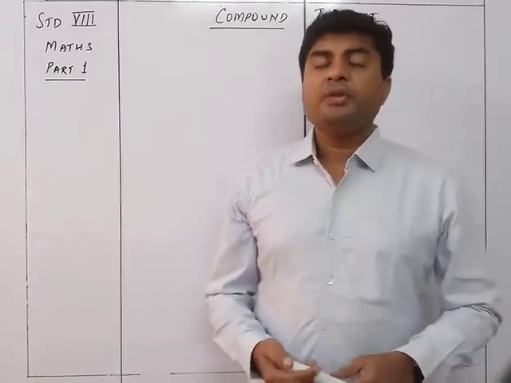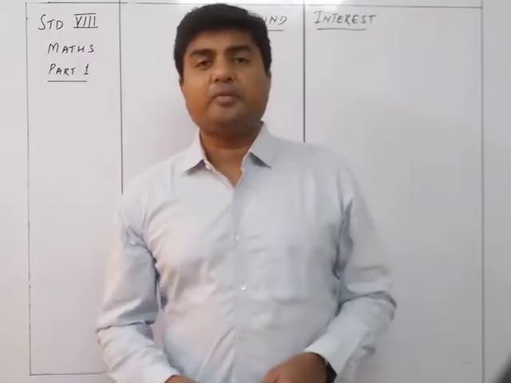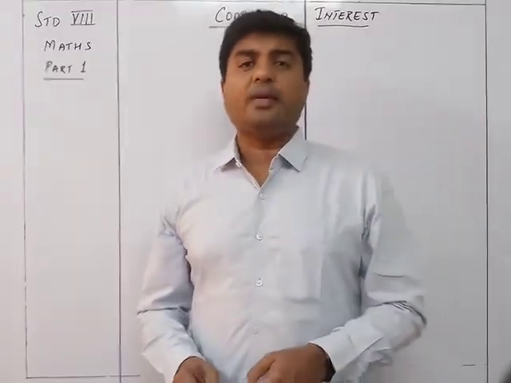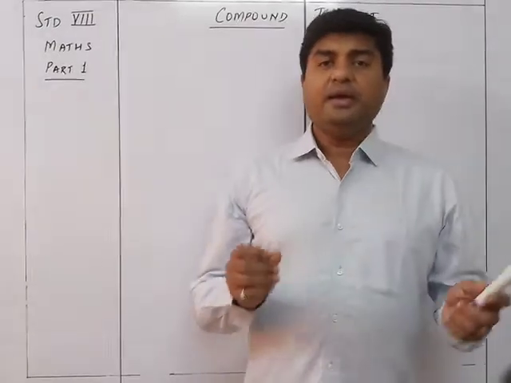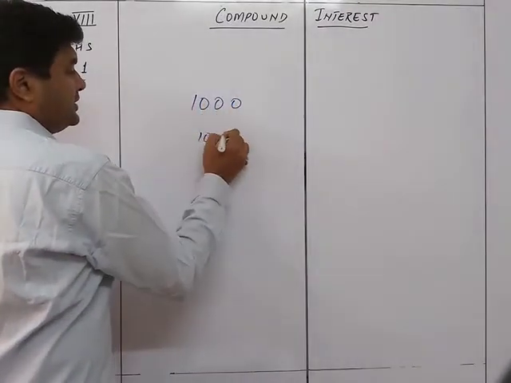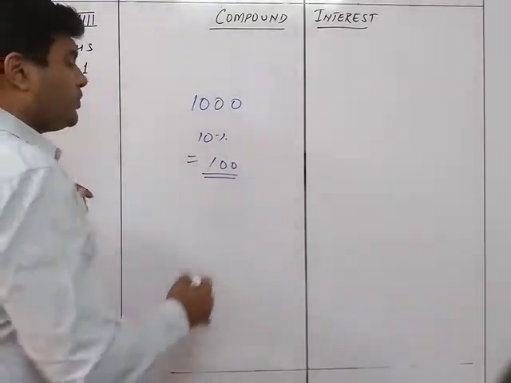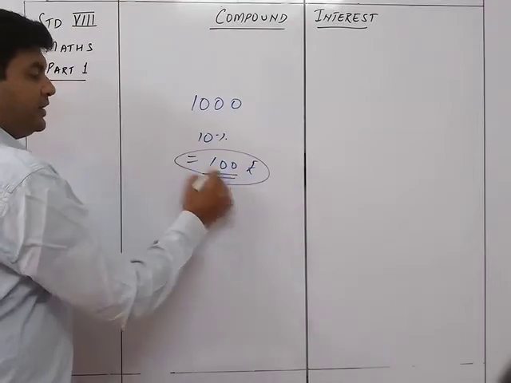Like for example, suppose I have put 1000 rupees in a bank and the bank is giving me 10% interest. So at the end of the year I'm going to get 100 rupees as the interest, because I know that 10% of 1000 rupees is equal to 100 rupees.